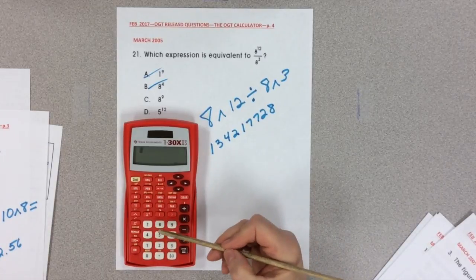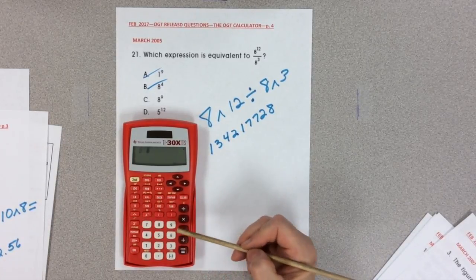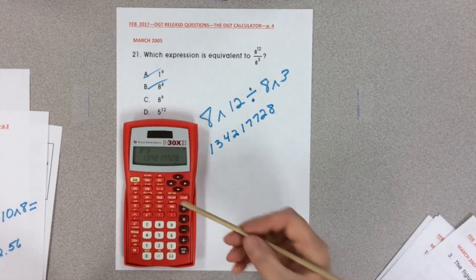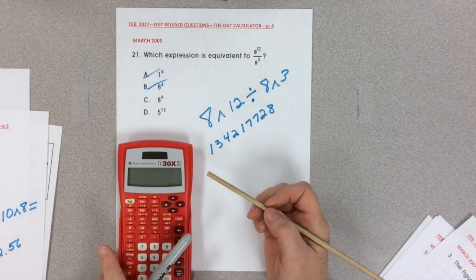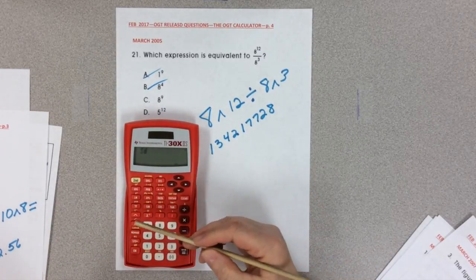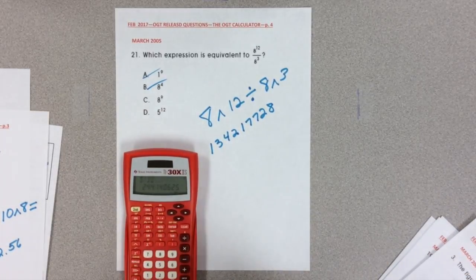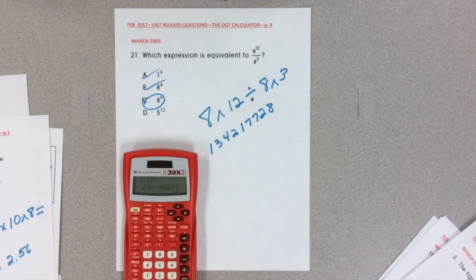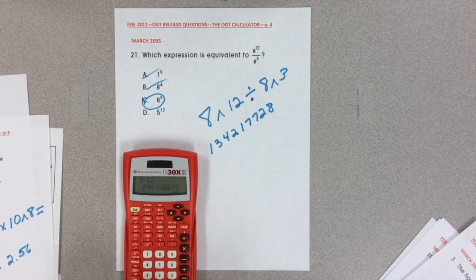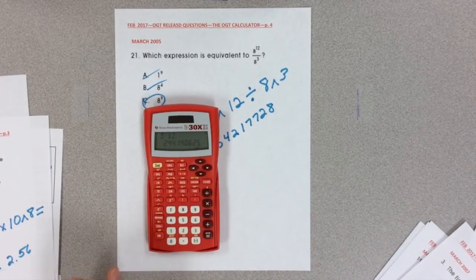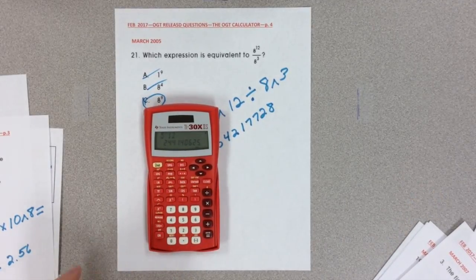Let's try the C answer. All clear. 8 to the 9th. 8 caret 9. That sure looks like that number. So I'm pretty sure it's C. I'm going to clear and just double check to make sure it's not D, just to make sure I have no mistakes. 5 caret 12 does not match. So we were correct. It is answer C. So you can use your calculator and kind of backtrack through answers to see which one matches. That's another good use of your calculator, and it's also a good use of your caret key to do exponents other than just squaring.